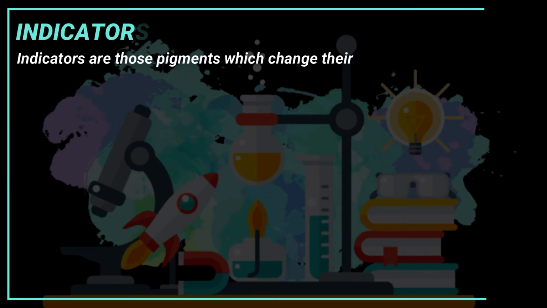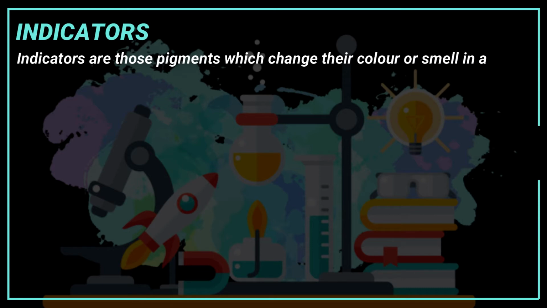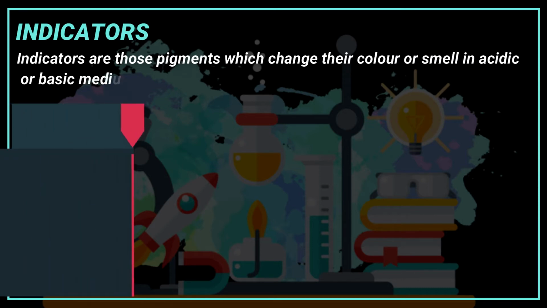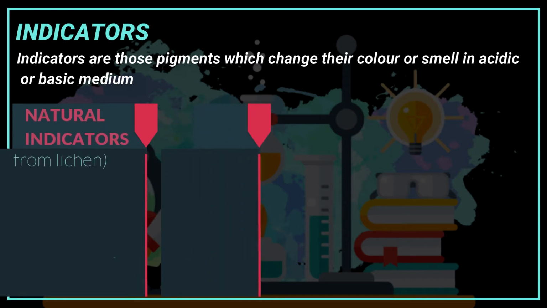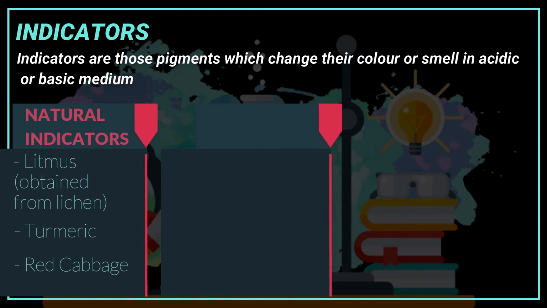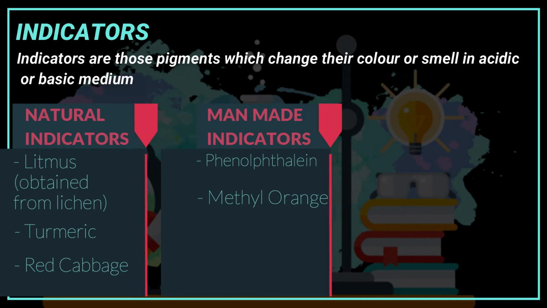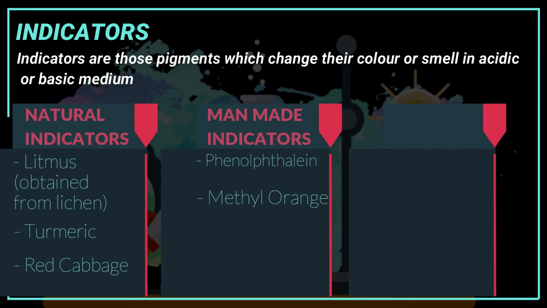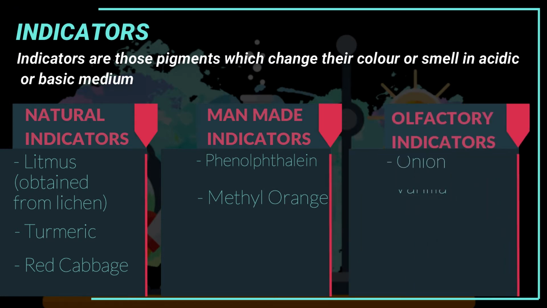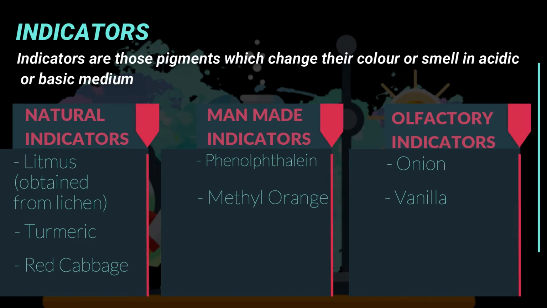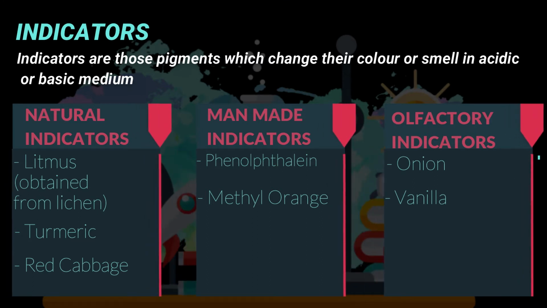Indicators. Indicators are those pigments which change their color or smell in acidic or basic medium. Natural indicators: litmus, turmeric, red cabbage. Man-made indicators: phenolphthalein, methyl orange. Olfactory indicators: onion, vanilla.